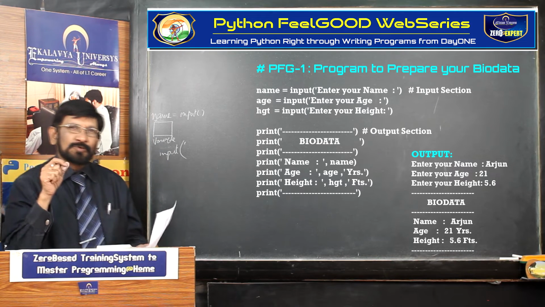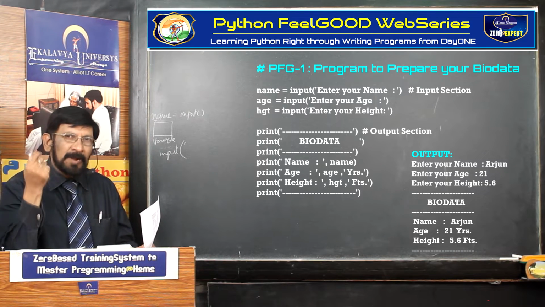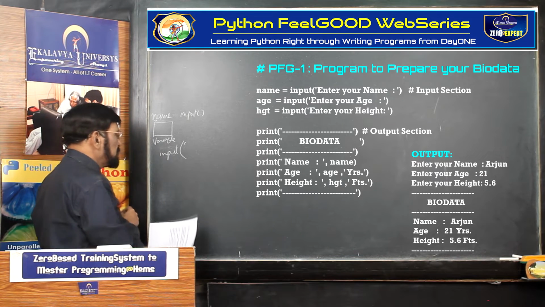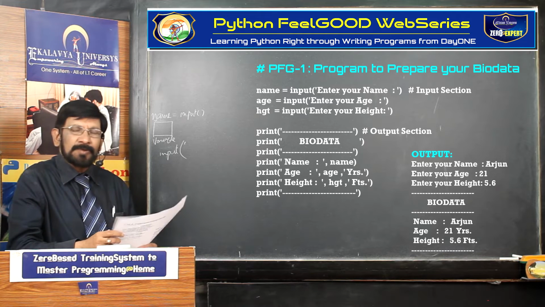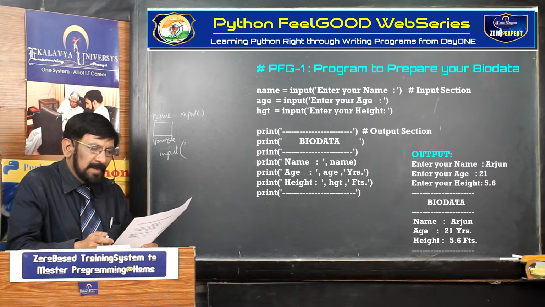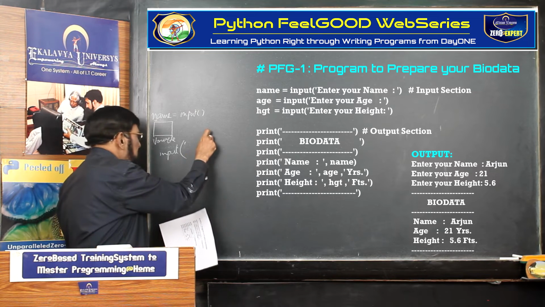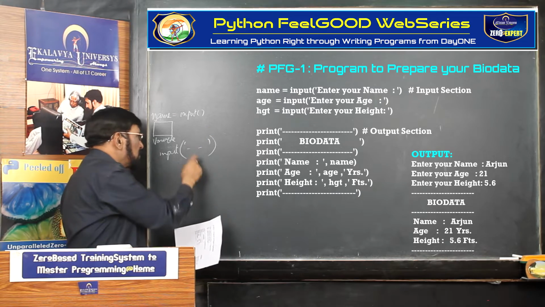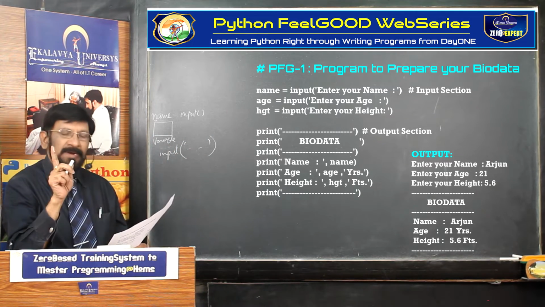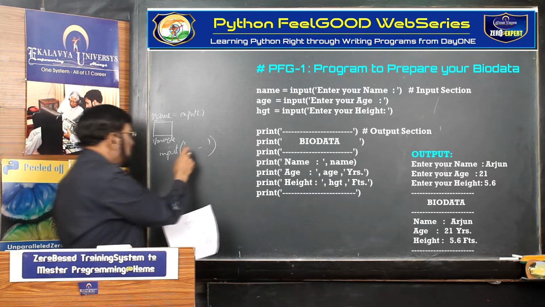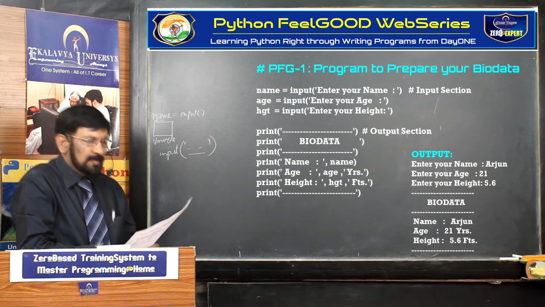For guiding a user, what should we give? We have to give a prompt statement. A prompt statement is a guiding statement. What guiding statement? Just apply your common sense. What guiding statement do you have to give? That is, enter your name. That is the guidance statement. It should be written within brackets, in single quotes. That is the rule, the syntax rule, the grammar rule. So you write one string, enter your name.